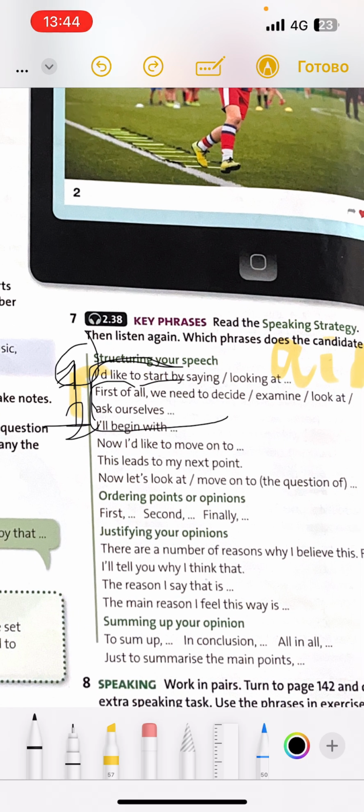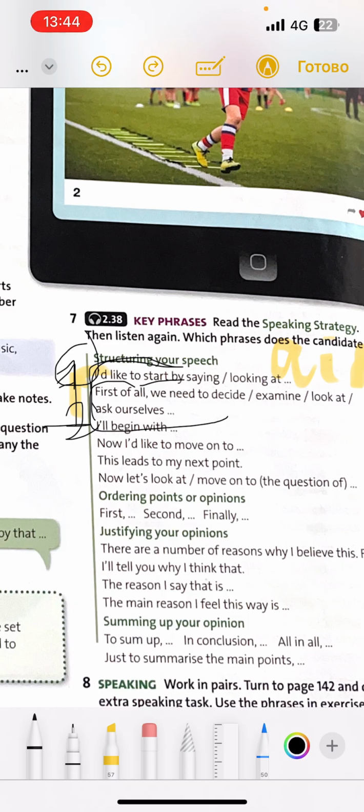You should first have your ideas, and in order to structure your sentences, you will have different phrases. It's just phrases you need to learn. Then ordering points or opinions: first, second, finally, three opinions you can discuss. Then justifying your opinions. There are a number of reasons why I believe this. I'll tell you why I think that. The reason I say that is, the main reason I feel this way is. Then summing up your opinion: to sum up, in conclusion, all in all, something like that.